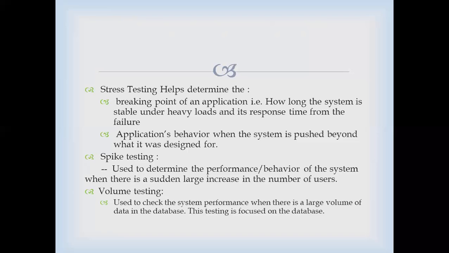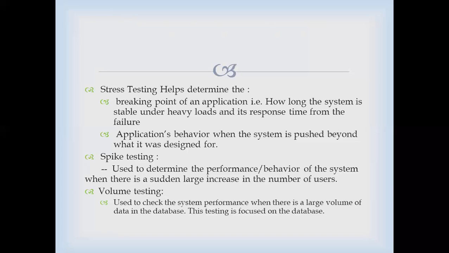Suppose we have designed our application for 1,000 members or 2,000 members. When it reaches the peak moment, so many members have logged in at the same time, and how much stress can it handle? That is how we test stress testing.